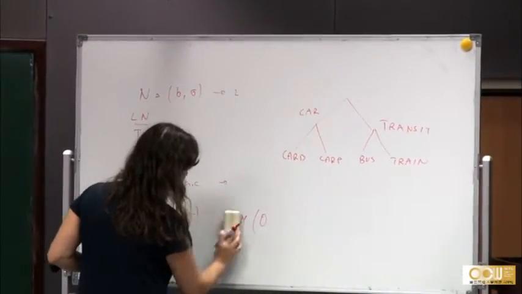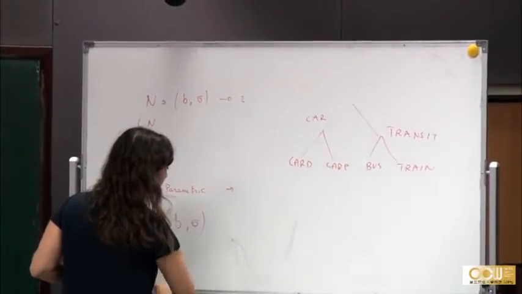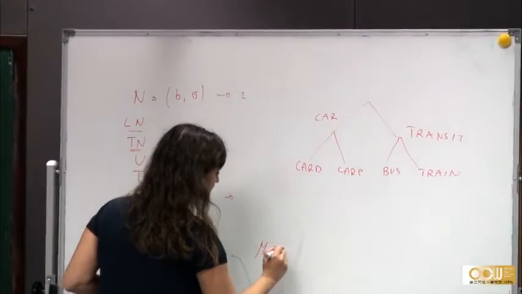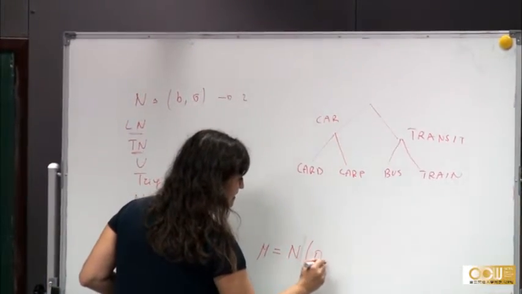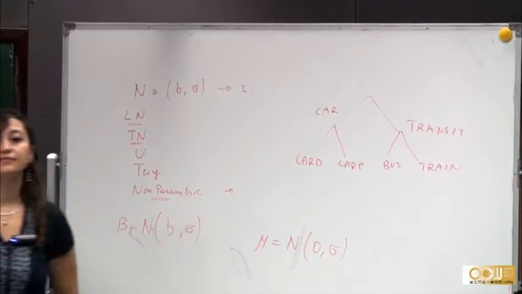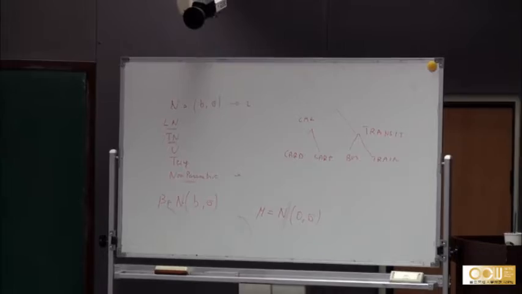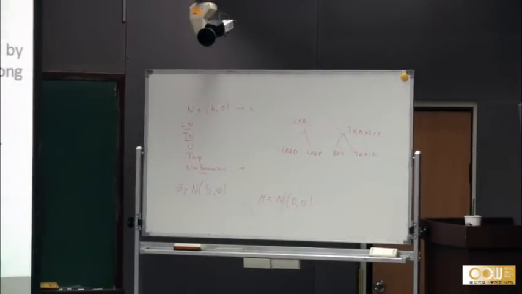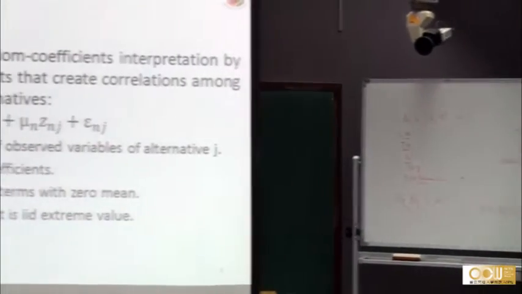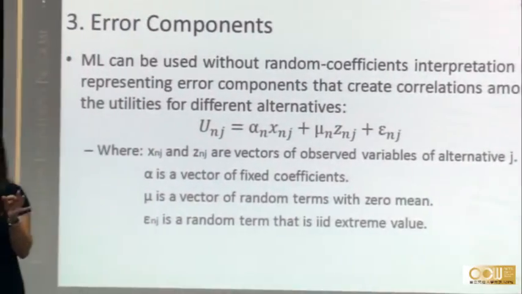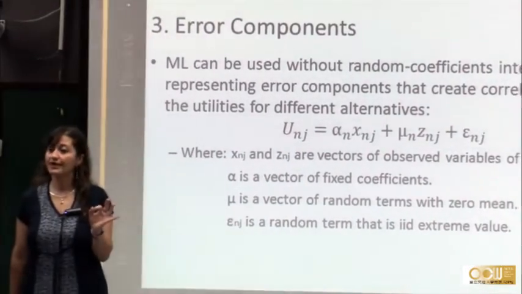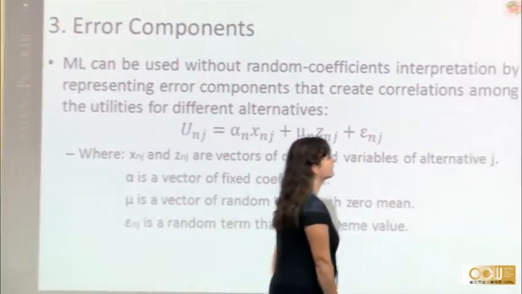This mu in the error component specification is normal 0 sigma. And what about this z? Z is an additional variable that you create and that you specify in each of the utilities for which you want to create correlation. So what happens here?